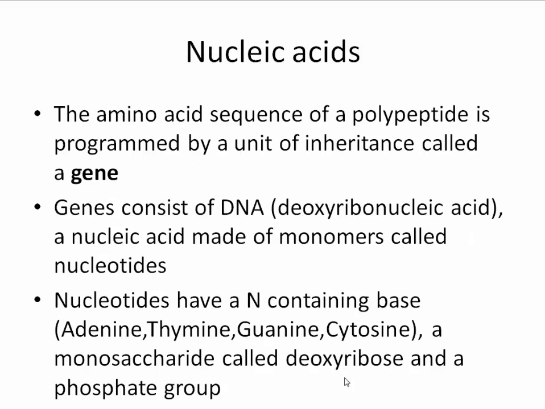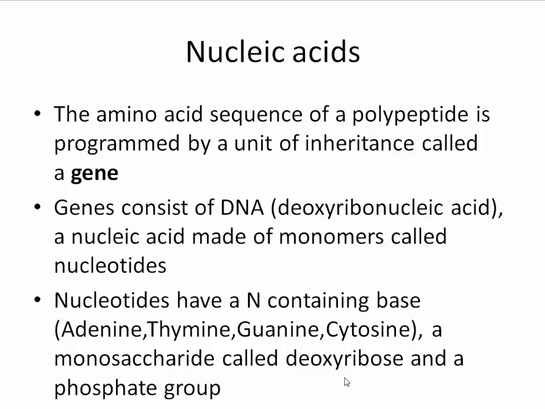So now we go on to nucleic acids. Nucleic acids are very important. They're the actual molecules that are used for heredity, or passing down information from one generation to the next. The amino acid sequence of a polypeptide is programmed by a gene. And a gene is made out of DNA, which is deoxyribonucleic acid. A nucleic acid is made out of monomers called nucleotides.